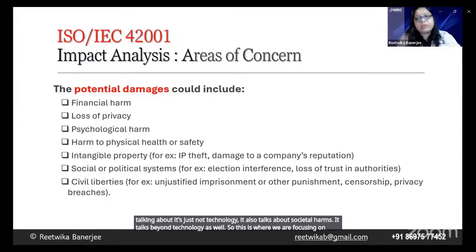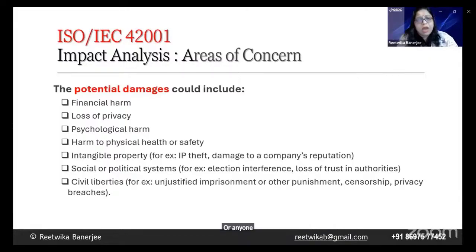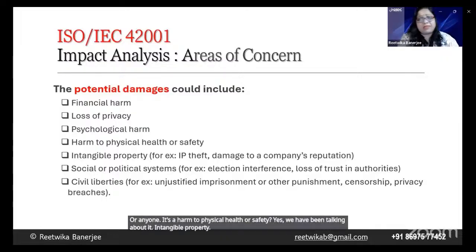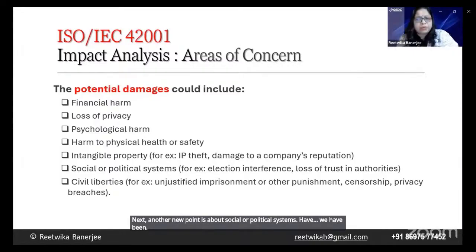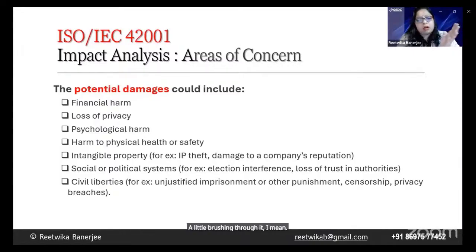So ISO 42001 focuses on any ethical concern which gives rise to psychological harm of a data subject or anyone. Harm to physical health or safety, yes, we have been talking about it. Intangible property, yes, IP theft, damage to the company's reputation and all. We have already been doing this as part of our existing risk management system, nothing new here. Next, another new point is social or political systems. We have been brushing through it a little, looking at the impact of political issues and political systems only as part of ERM, Enterprise Risk Management, a bit of it in ISO 31000.